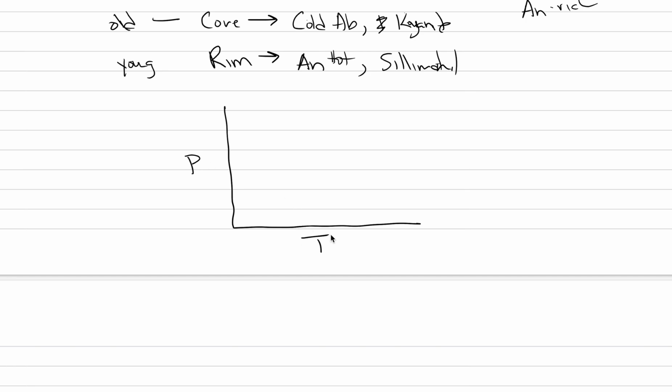So here is pressure, here is temperature. If we draw in, kind of gently, our kyanite, sillimanite, andalusite, we have a little bit of temperature information. And what we know is that the core, with kyanite and colder, there's our core conditions, and this would be an early T. But then the rim records hotter conditions.